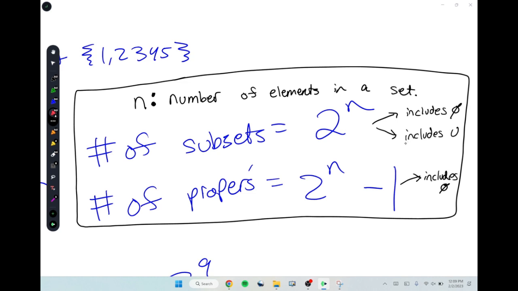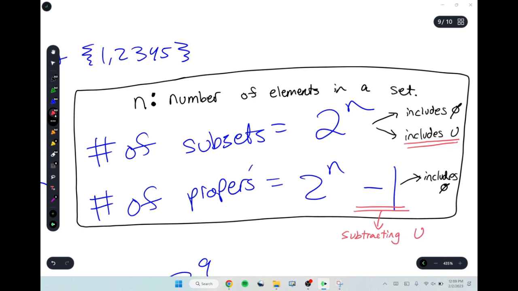Include you in red, and this -1 is by definition subtracting you, the universe, from it. Saying if it's a proper subset, it does not include the subset that is itself.